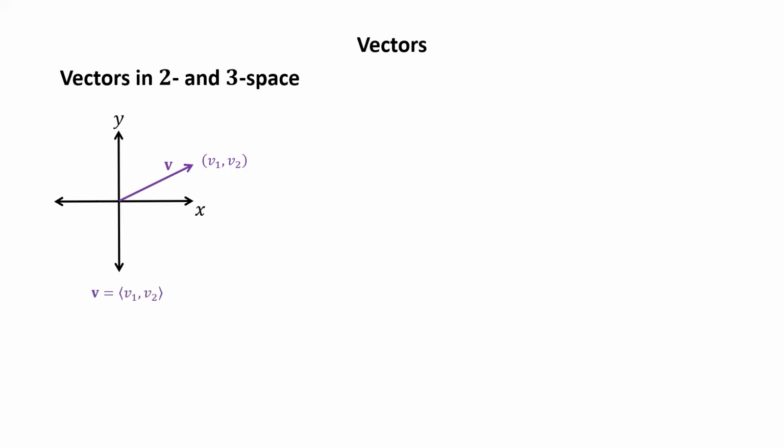In this case, we can represent the vector in component form using angled brackets with v1 and v2 inside those brackets. Notice v1 and v2 in the component form of the vector are the same as the coordinates of the terminal point of the vector. You can only do this when the vector is drawn in standard position. v1 and v2 are called the components of the vector v.